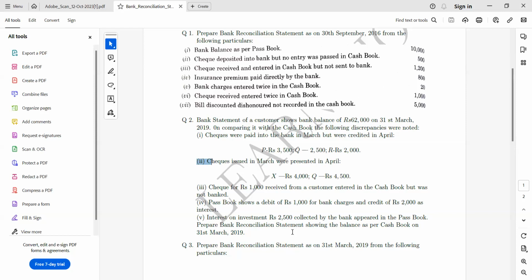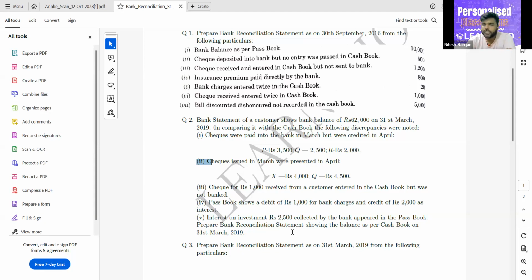Interest on investment collected by bank but not entered in cash book. We deducted, sir. Interest on investment rupees 2,500 collected by the bank appeared in the passbook. So we have added this 2,500 in the passbook, so now we have to deduct it. Okay, very good. So after adding all these, what is your answer? What is your debit balance as per cash book? 1 minute, sir.